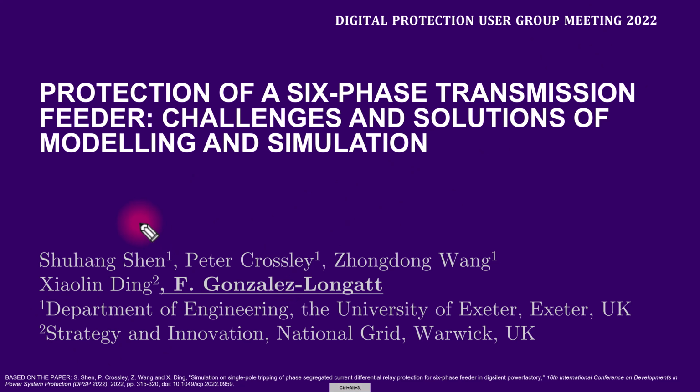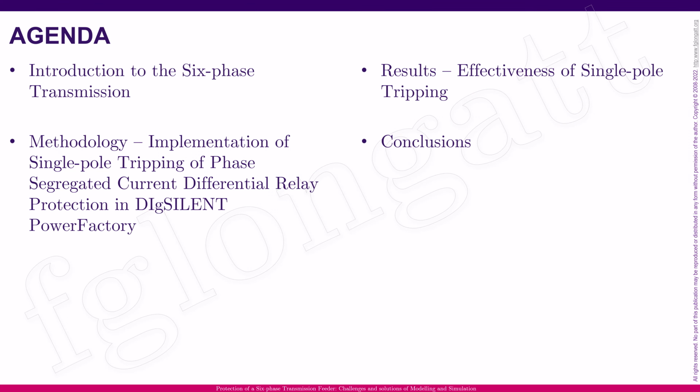It's very important to introduce the agenda. We are starting with a short introduction about the six-phase system. I will go extremely fast in order to identify the advantages of using the six-phase system. Then we will discuss the methodology about the implementation of the single pole tripping phase segregated current differential relay protection in DIgSILENT PowerFactory. Then I will present some simulation results using the software to show you the effectiveness of the single pole tripping. And finally, we will have some conclusions.